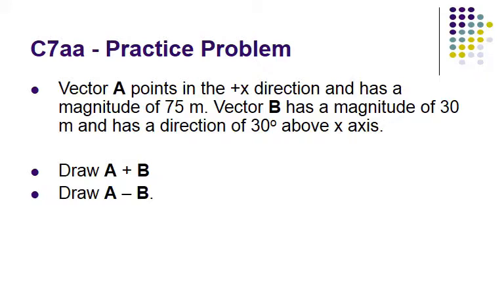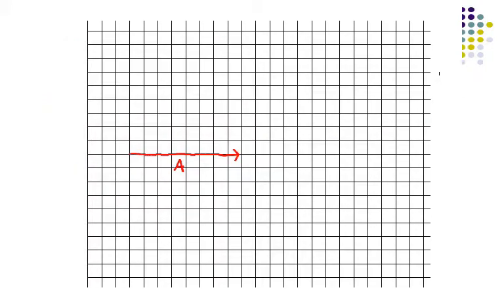Okay, so now we're going to add and subtract vectors. For this one, vector A points in the positive x direction and has a magnitude of 75 meters. Vector B has a magnitude of 30 meters and a direction of 30 degrees above the x-axis. So we're first going to add the vectors together, then we're going to subtract them. If we draw out vector A to scale, we can line that up, and then we can draw vector B up at an angle. The resultant vector would look like this. Now, if we're going to subtract them, we have vector A. We draw the reverse of vector B, and then we can draw the resultant.